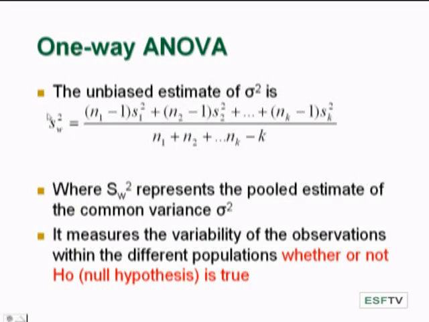What we're going to use here is two estimates of the population variance. The first estimate is called the S squared W, or the within variance. This is an unbiased estimate of sigma squared, the population variance. It represents the pooled estimate of a common variance. Notice how we use the sample size and sample variance of each of our samples for each of our populations. This estimate of sigma squared is unbiased whether or not the null hypothesis is true.